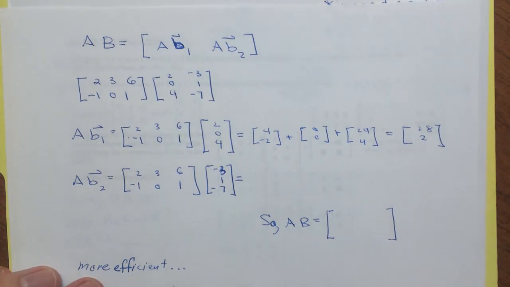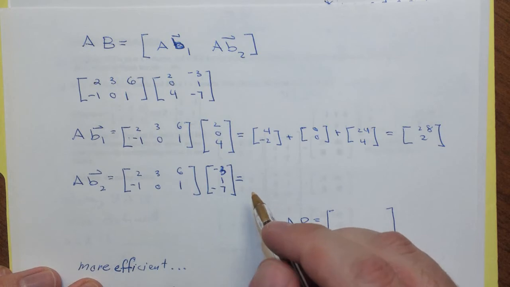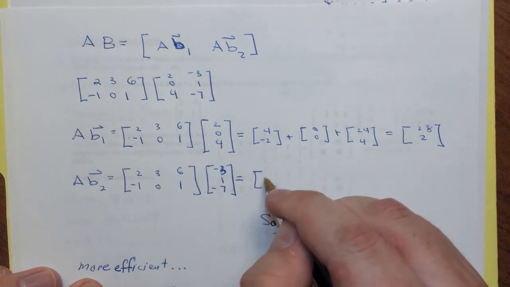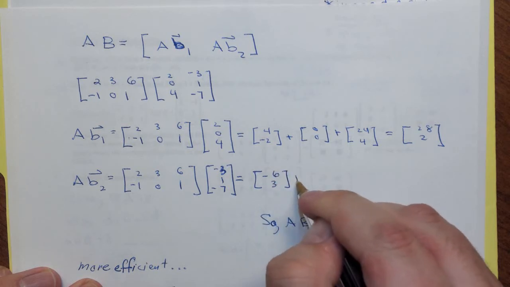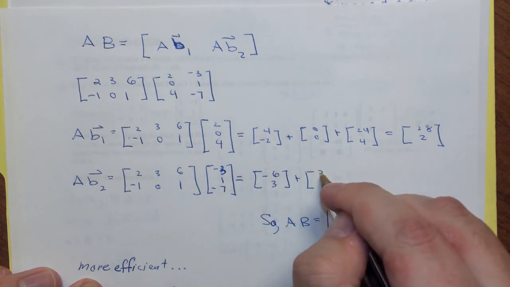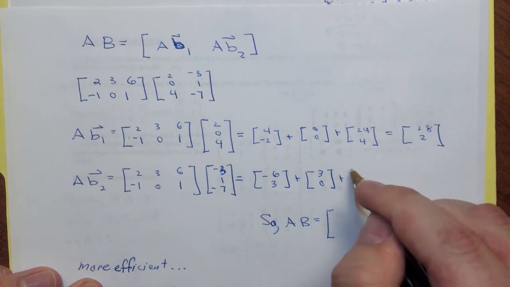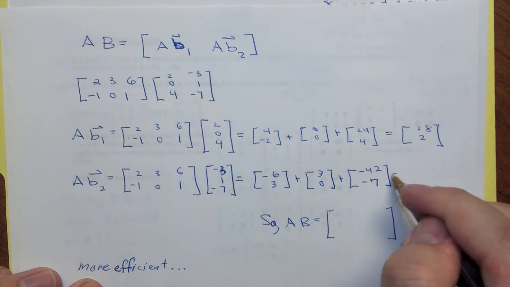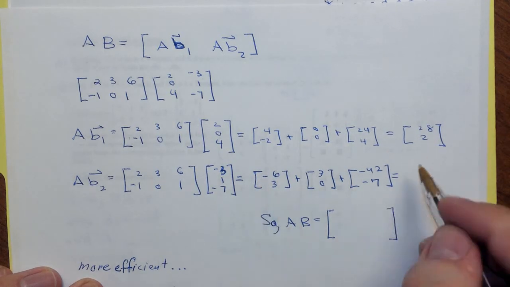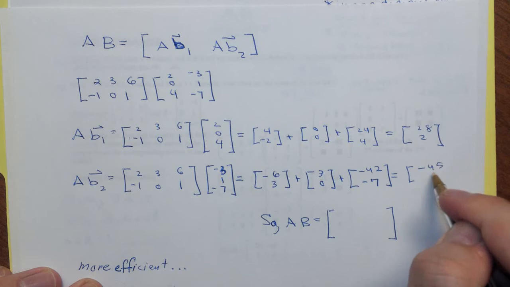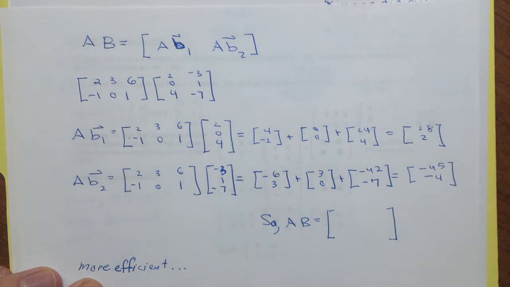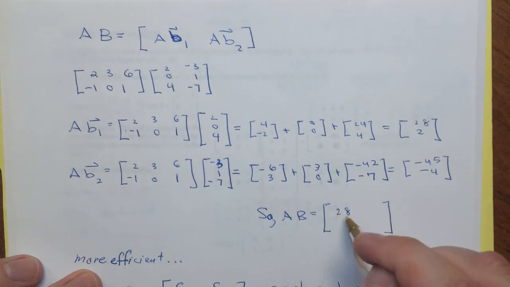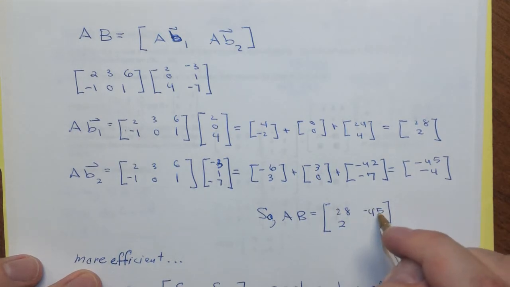Now I can do the same thing with AB2, taking a linear combination of the columns of A. So -3 times the first column will give me -6, 3. 1 times the second column, that's 3, 0. And -7 times the third column, that's -42, -7. And if I combine all those, that will be -45, -4. So then AB is, I take these two columns as the columns of AB.